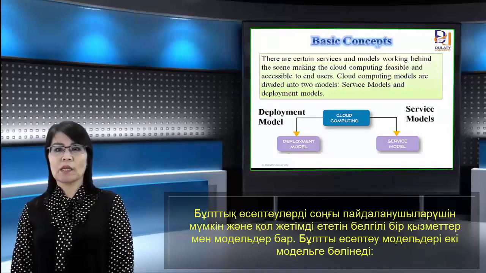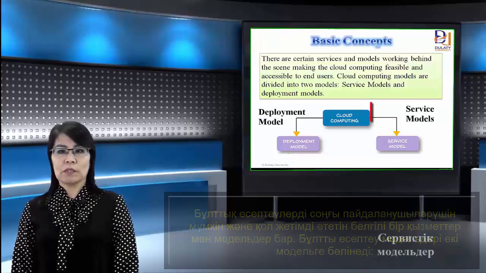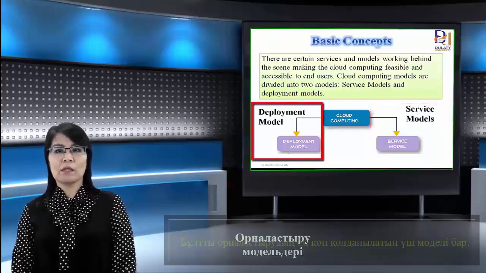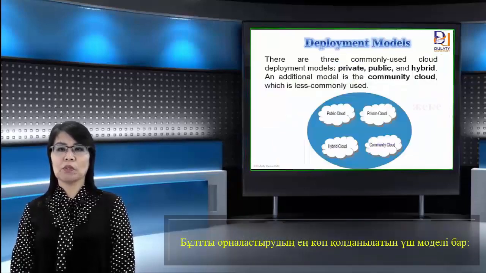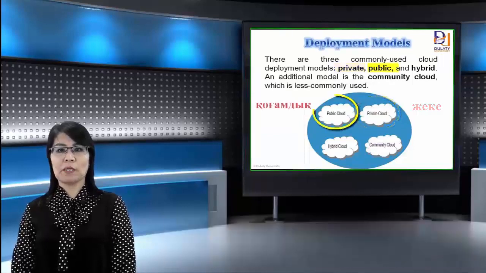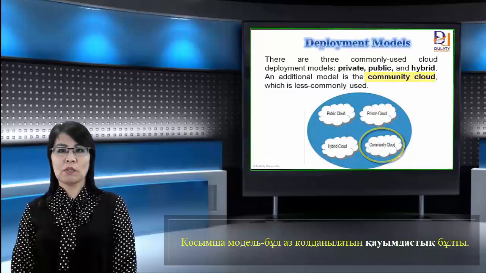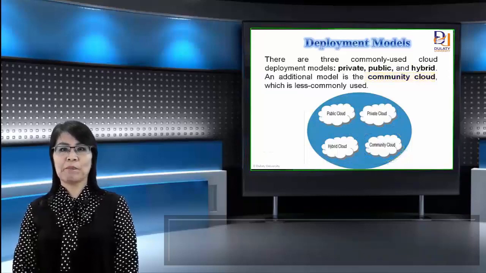Cloud computing models are divided into two types: service models and deployment models. There are three commonly used cloud deployment models: private, public, and hybrid. An additional model is the community cloud, which is less commonly used.